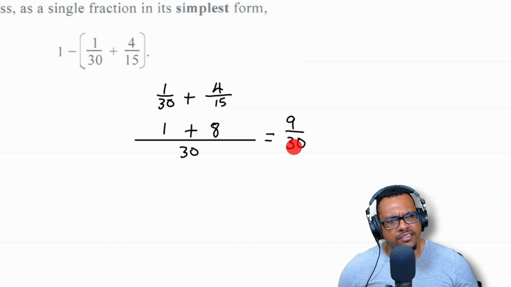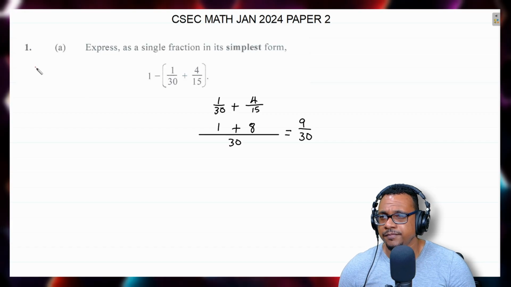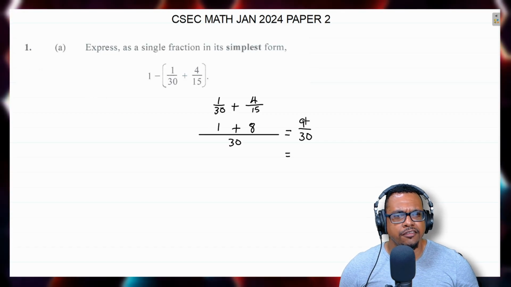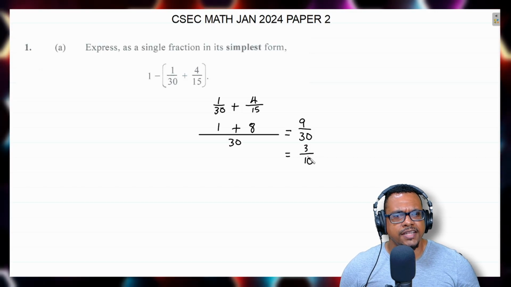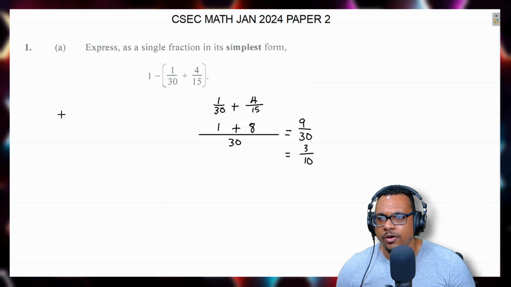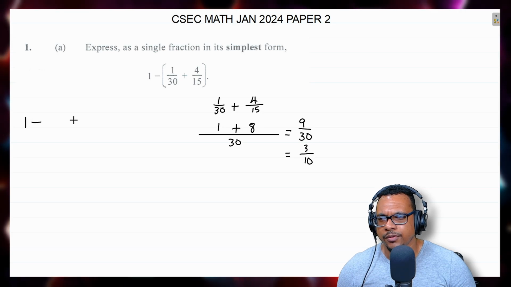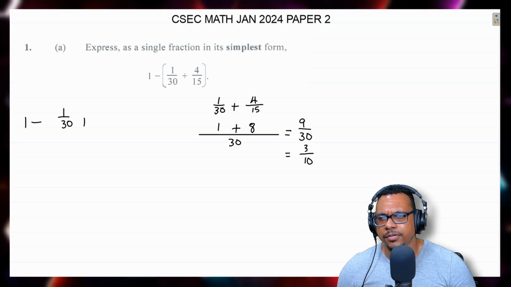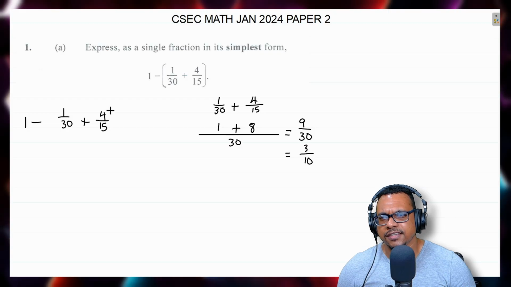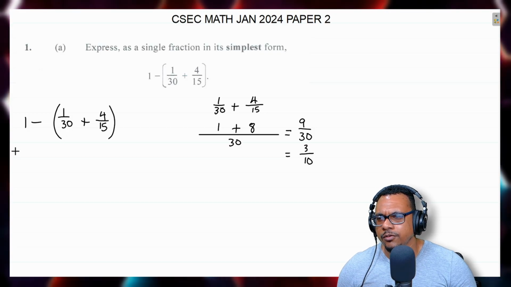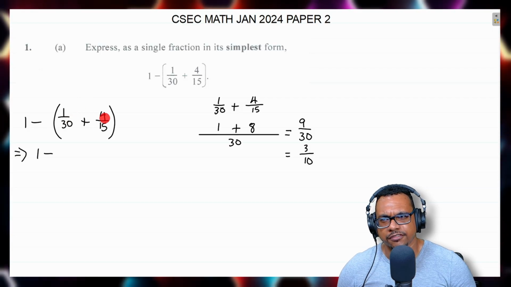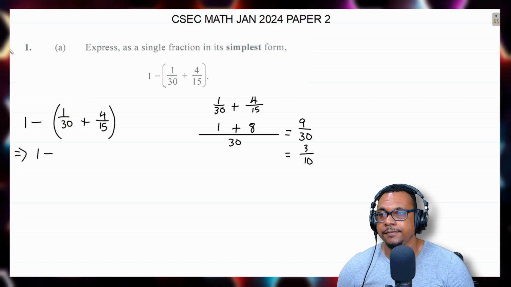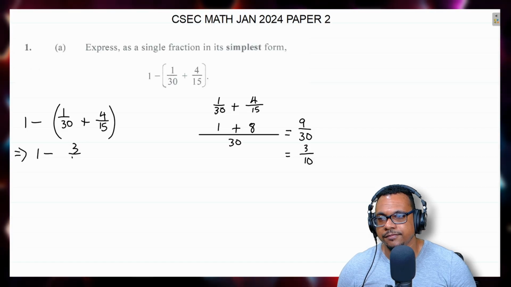So now looking at this 9 over 30, I realize that 3 could go into 30 and 3 could also go into 9. So let's break it down. So we'll have 3 into 9 is 3, and 3 into 30 is 10. So what we'll get is 3 over 10. So now let's rewrite the question. So we have 1 take away 1 over 30 plus 4 over 15, of course that in brackets, which would imply we have 1 take away, and we put the answer for this 1 over 30 plus 4 over 15, which worked out to be 3 over 10. So that'll be 3 over 10.